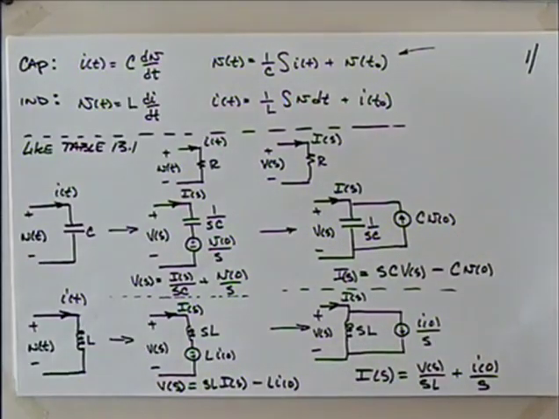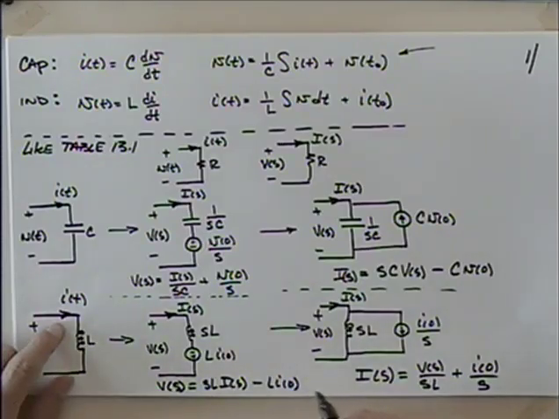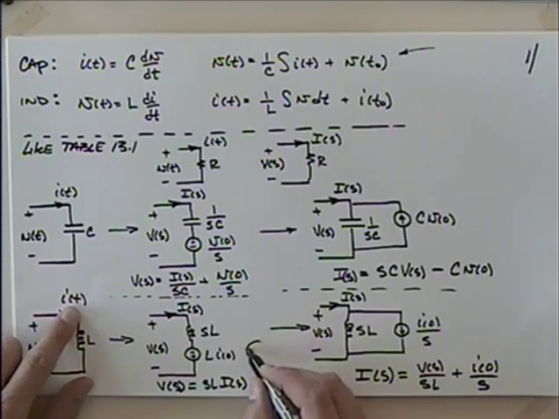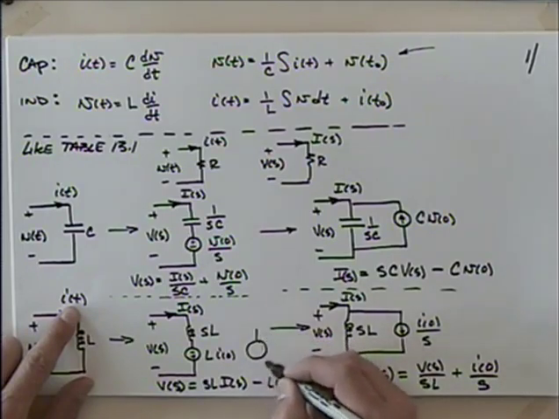Yes? On your second diagram on the bottom, L times I naught, that's a power supply? Yeah, it's a voltage source, yes. With the opposite polarity of the events. Yes, the voltage source is sitting in there like that.